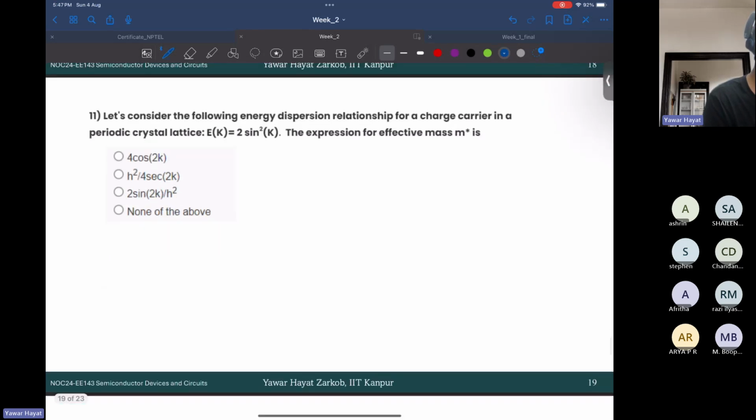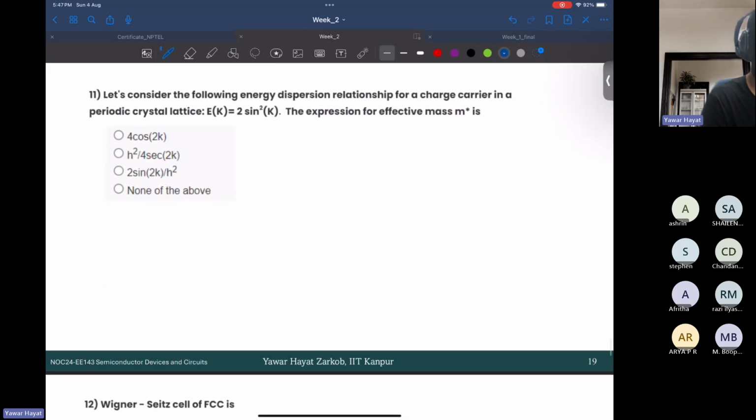Okay. Now the next one, again a straightforward question wherein you need to use this effective mass m star expression again, which we used for a couple of questions before. If E of k is given by 2 sine square k, what is the expression for effective mass m star? Please, all of you attempt it. Try to solve it on paper and let me know if it's A, B, or C, or none of the above.